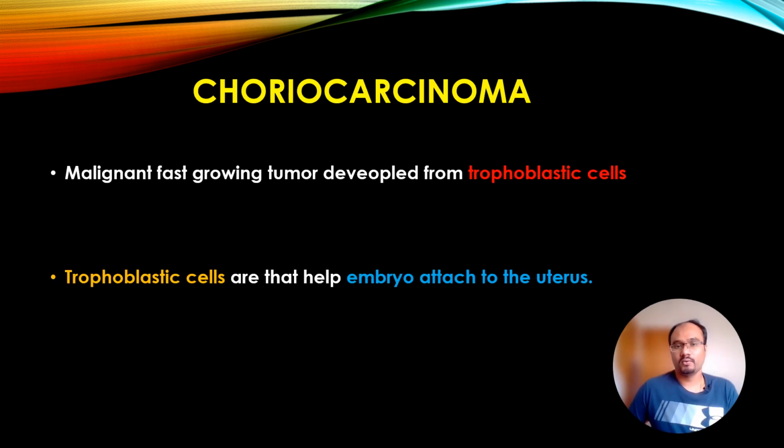Let us see what is choriocarcinoma. It is a malignant, fast-growing tumor developed from the trophoblastic cells. Trophoblastic cells are the cells that help the embryo to attach to the uterus. Let us go to the next question.